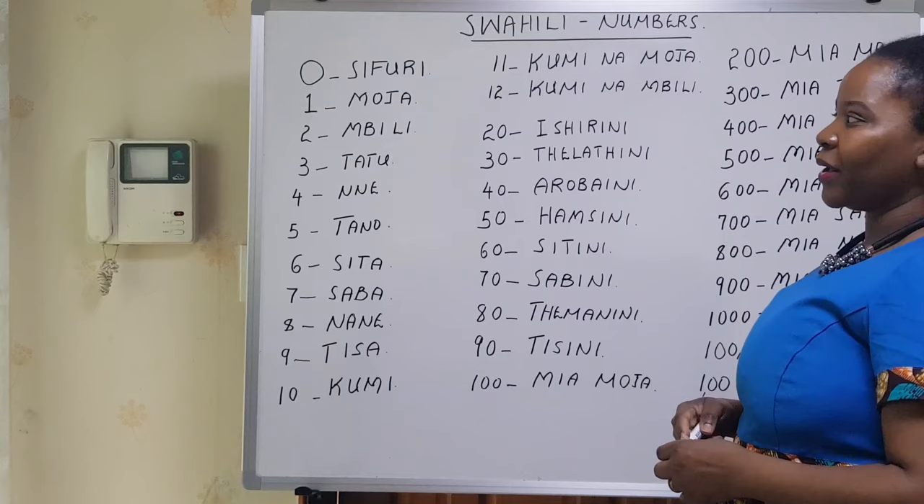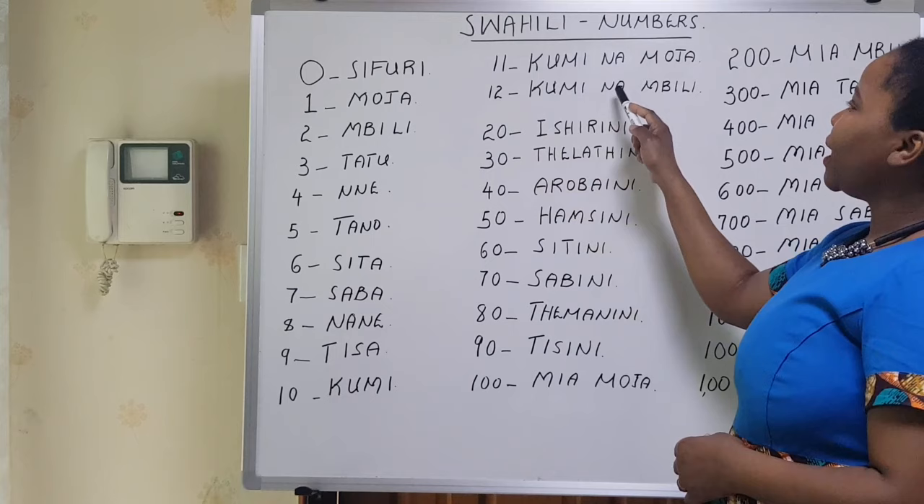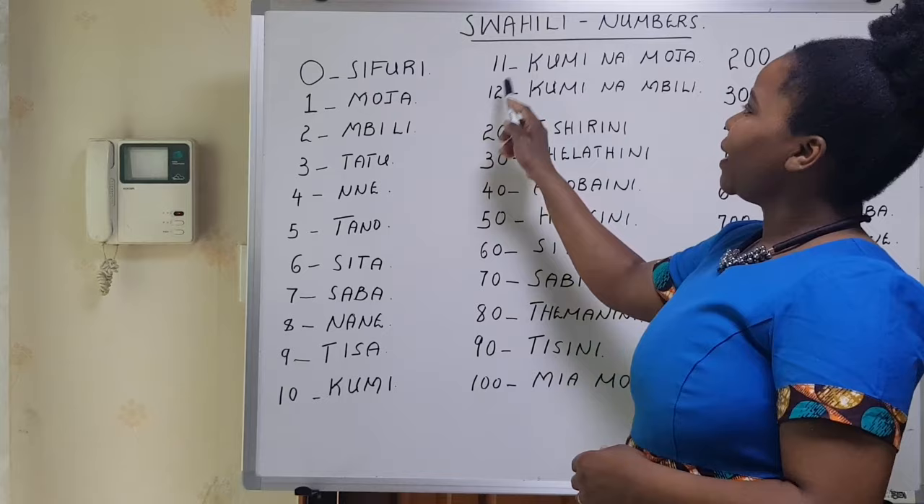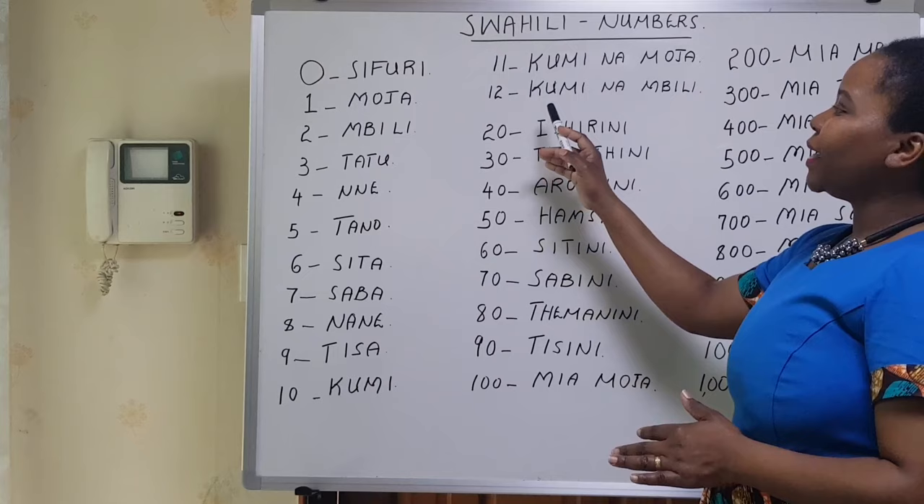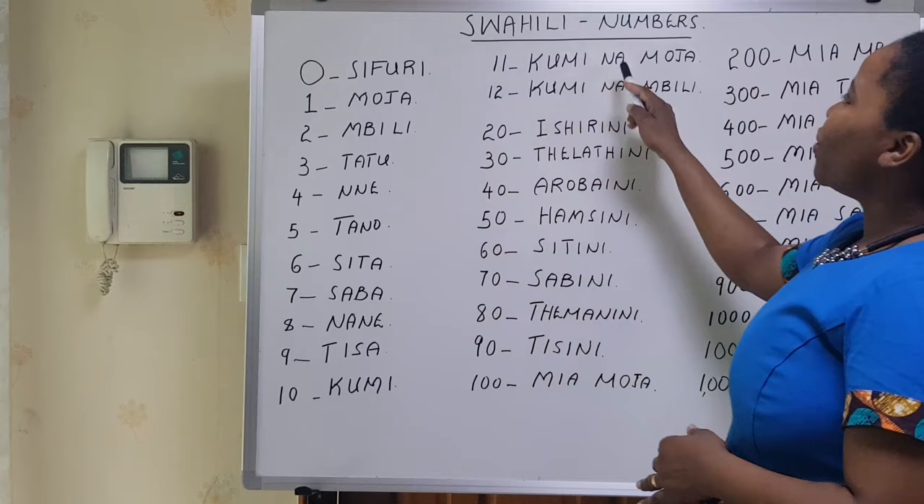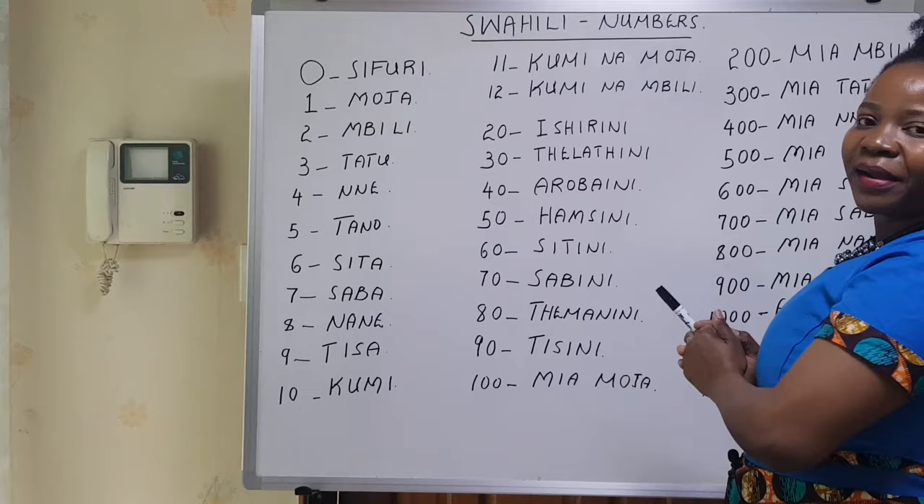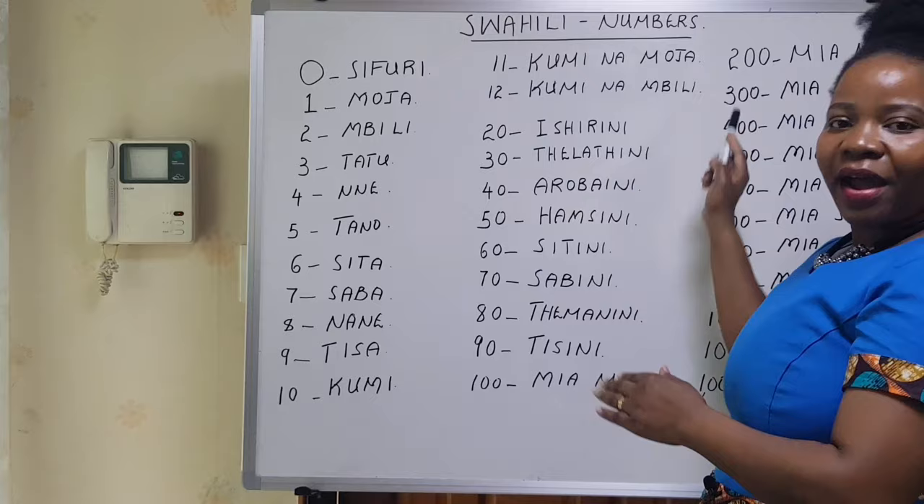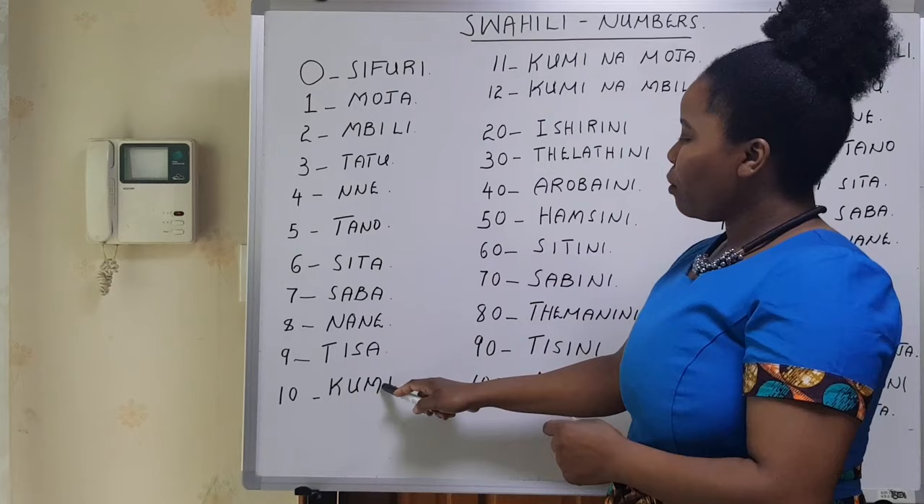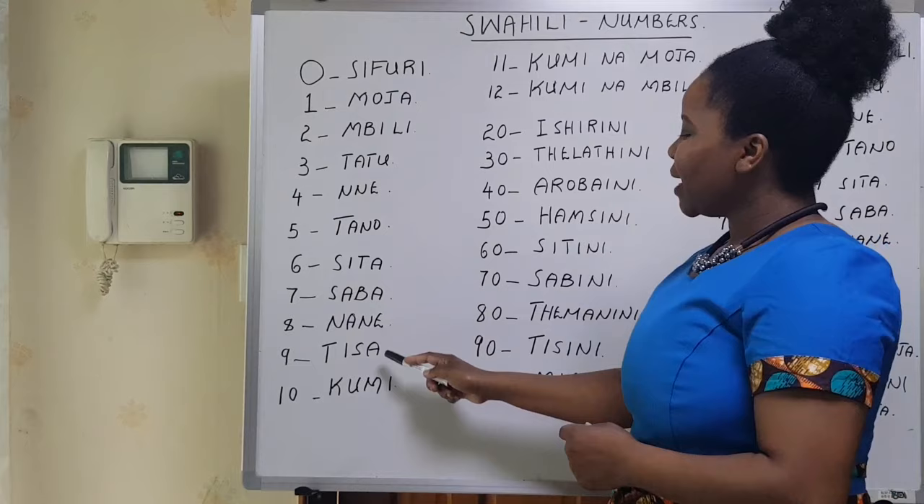The same in 12. 12 is kumi na mbili. Mbili is 2. So 10 is kumi and mbili is 2. So kumi na mbili. The same as 13. 13 is kumi na tatu. So you add na in between 10 and the other number. Are we together? So from 11 to 19, you start with kumi, then na, then the other number. For example, kumi na sita is 16. Kumi na tisa is 19.